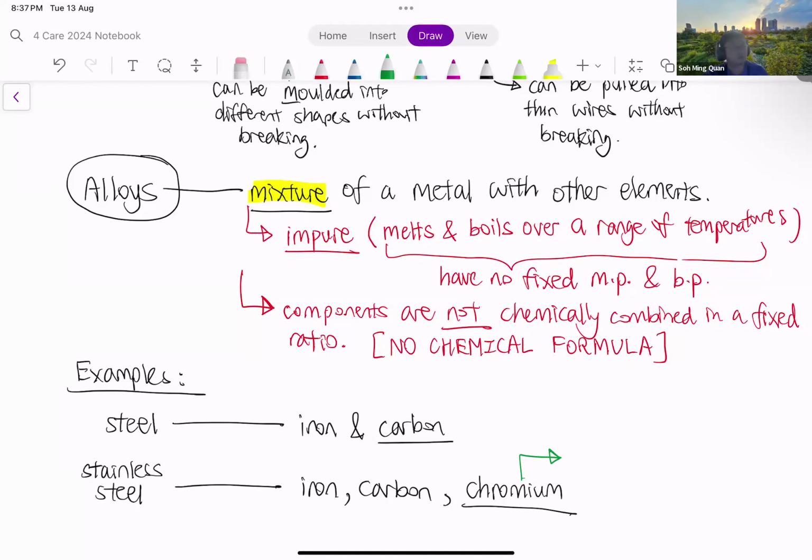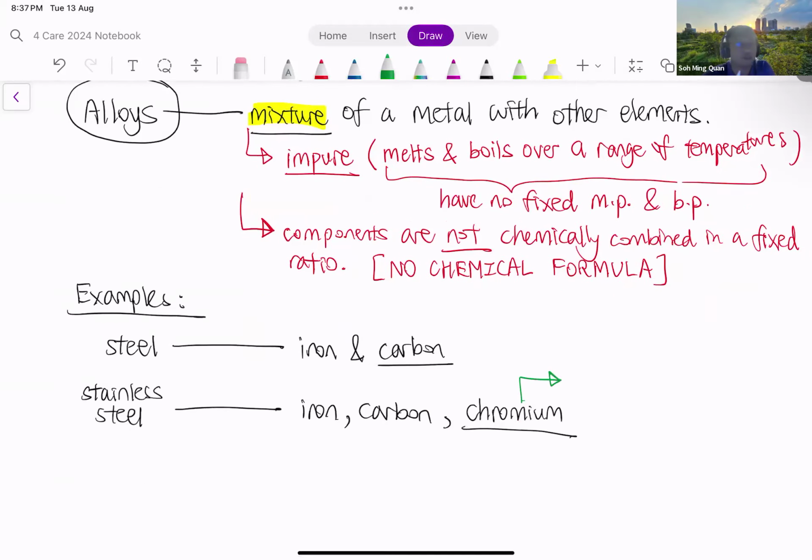Okay, now, before we get to why chromium is important, we should know why we use stainless steel. Stainless steel is resistant to rusting or corrosion. That means stainless steel will not form rust, which is important because sometimes you do not want your materials to rust. So what makes stainless steel resistant to rusting is this element called chromium.